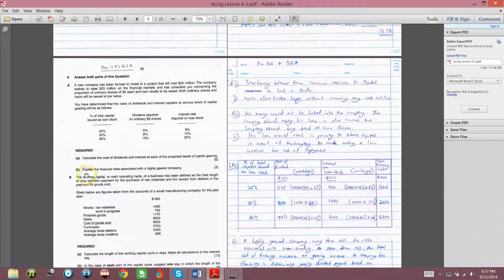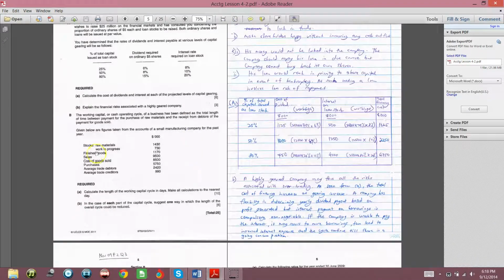Okay. B, explain the risk associated with a highly geared company. Highly geared means high borrowing relative to share capital. High borrowings relative to owner's money. So what is the risk of high borrowing? A highly geared company may face all the risks associated with over trading.